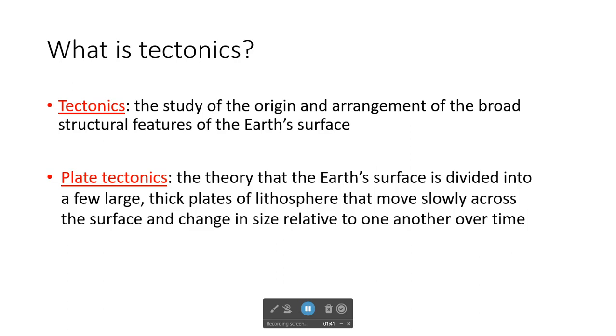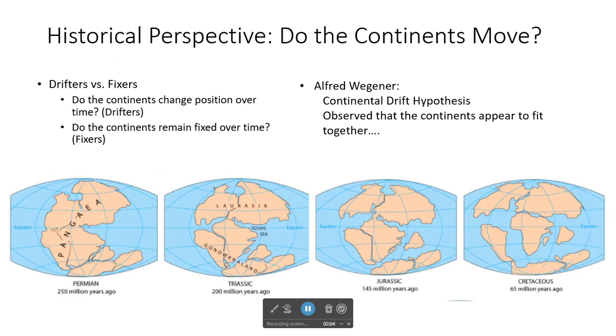So what exactly is tectonics? Tectonics is the study of the origin and arrangement of the broad structural features of the Earth's surface, while plate tectonics is actually the theory that the Earth's surface is divided into a few large, thick plates of lithosphere that move slowly across the surface and change in size relative to one another over time.